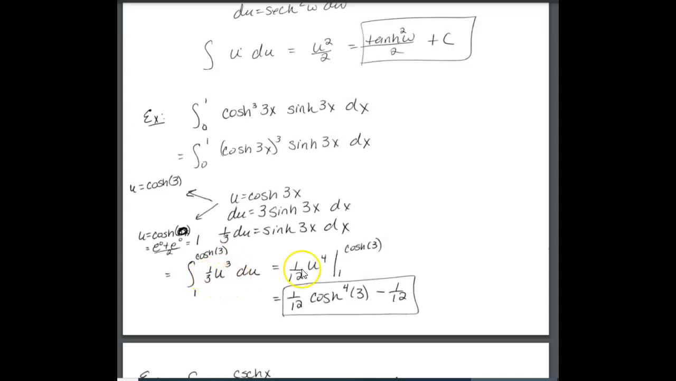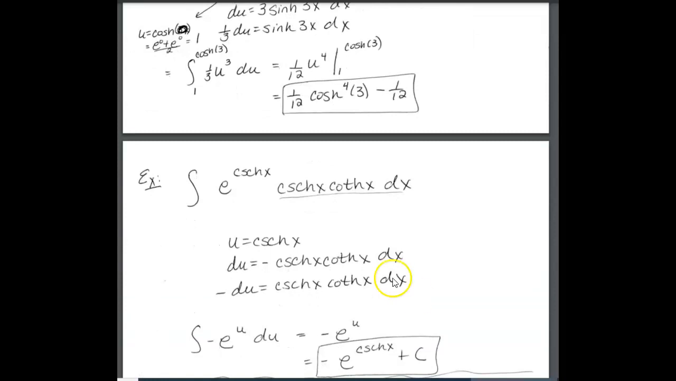All right, so once I get to here, I just finish it with u. So u adding 1 to the power gives me a 4th power. Dividing by 4 makes this a 12 on the bottom. And then evaluate between our new limits. So we have the 1/12 in the front. This becomes hyperbolic cosine of 3, right? That gets plugged in here to the 4th power. Minus, and then when I plug in a 1, I just get 1/12. And then that's it. Just leave the answer like that.